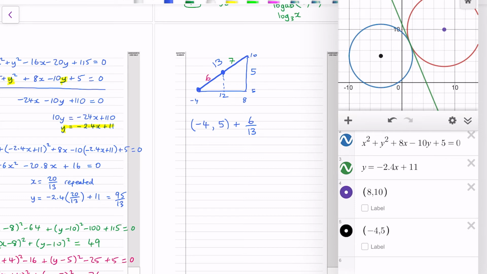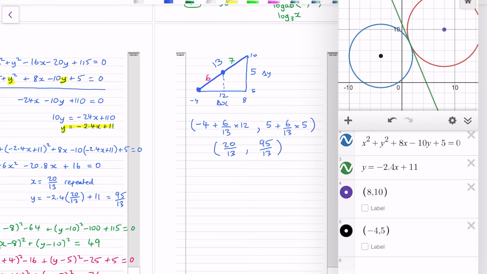How am I going to do this in a different way? The x value starts off at minus 4, and we have to add on 6/13 of the change in x. The y value starts off at 5, and we add 6/13 of the change in y. Okay, so if we work that out, minus 4 plus 72 over 13 gives us 20 over 13, and 5 plus 30 over 13 gives us 95 over 13, and that's the point of intersection we had earlier.